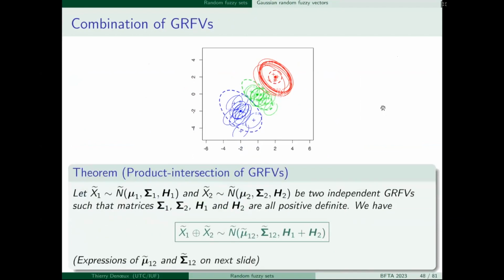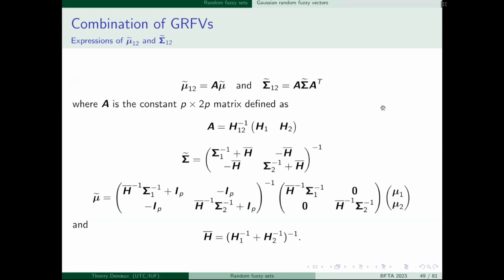And here again, if we take two Gaussian random fuzzy vectors, we can combine them by the product intersection rule, and we still get a Gaussian random fuzzy vector. The precision matrix is the sum of the precision matrices, and we can compute this with the formula. Probably they can be simplified. This is something that I did at the end. Probably we can simplify, but at least it can be done.